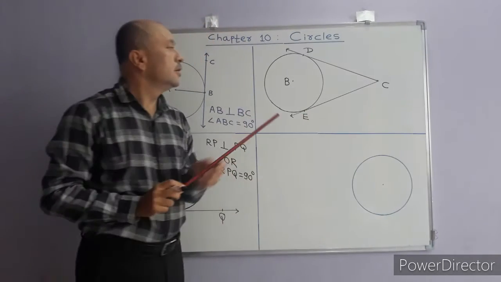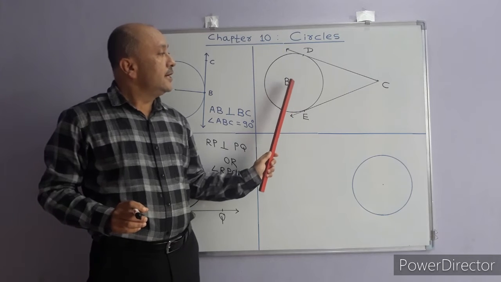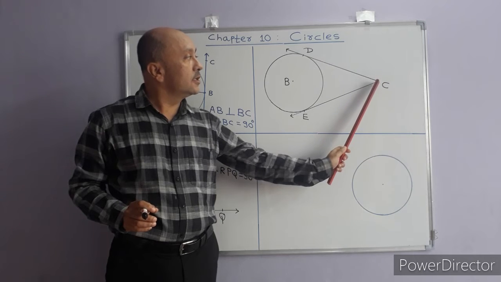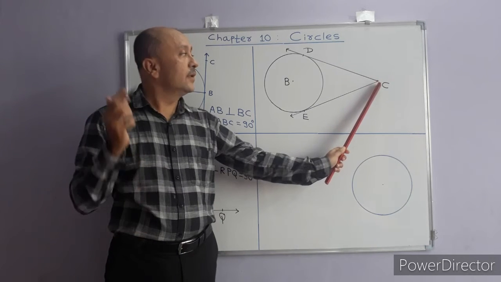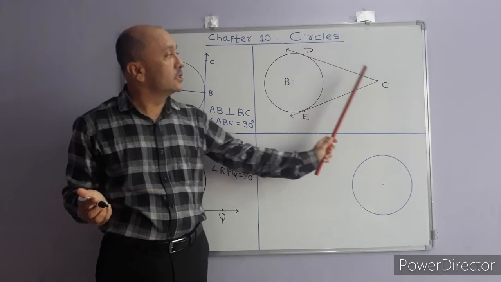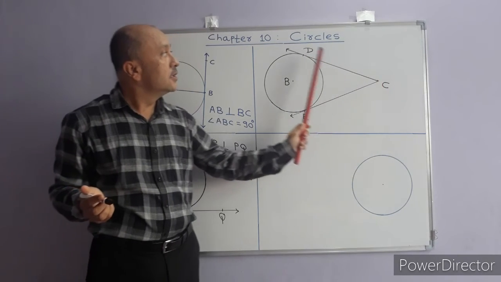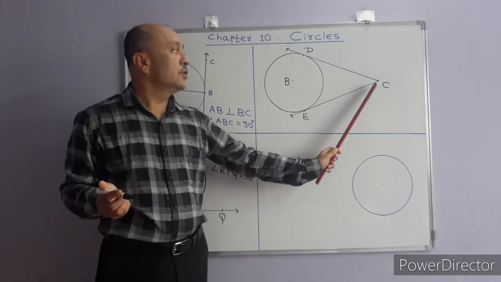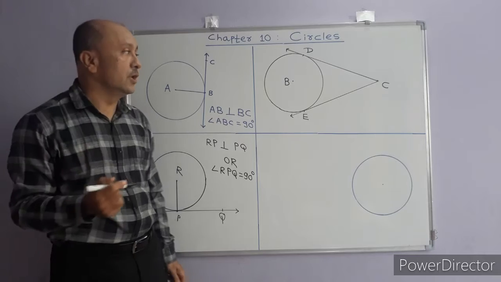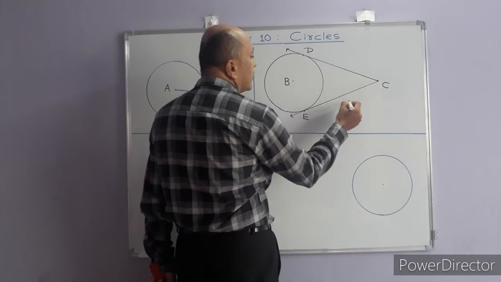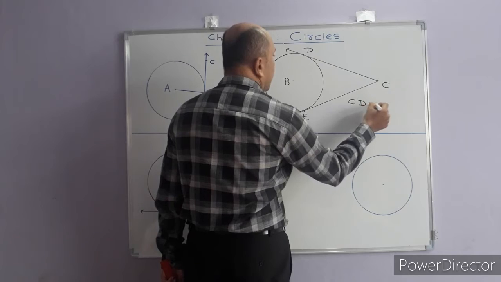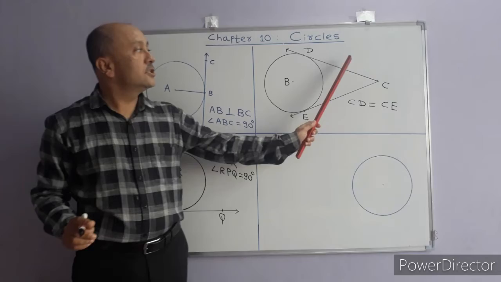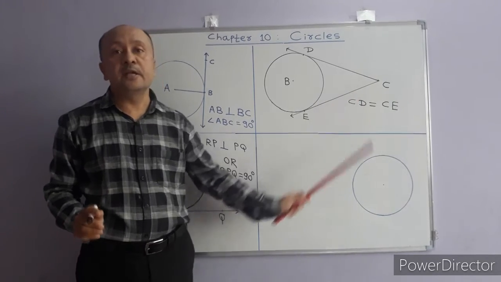So what did we get, students? A circle is given with center B, then a point C is outside the circle, then from outside the circle we can draw at most two tangents. One is tangent CD and the other is tangent CE. These tangent segments are equal, that is what the theorem says. So what can we write here? CD equals CE. This is what the theorem says. Two tangents we can draw and the two tangent segments are equal.